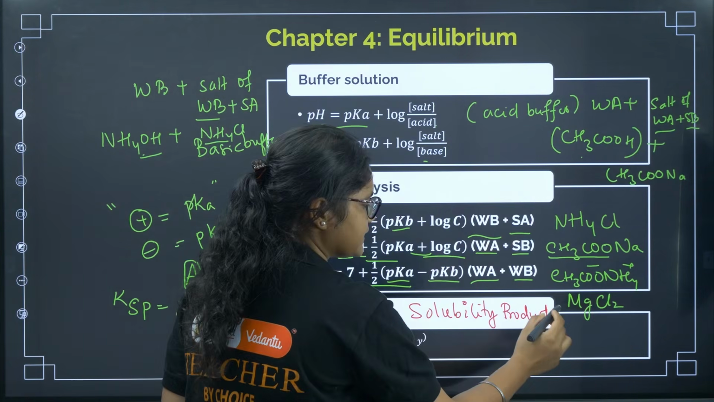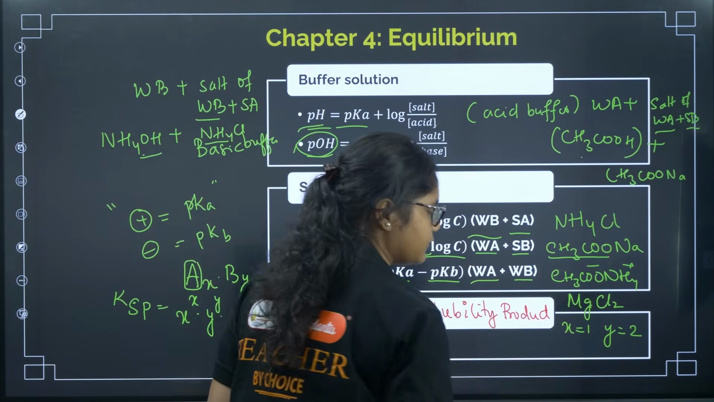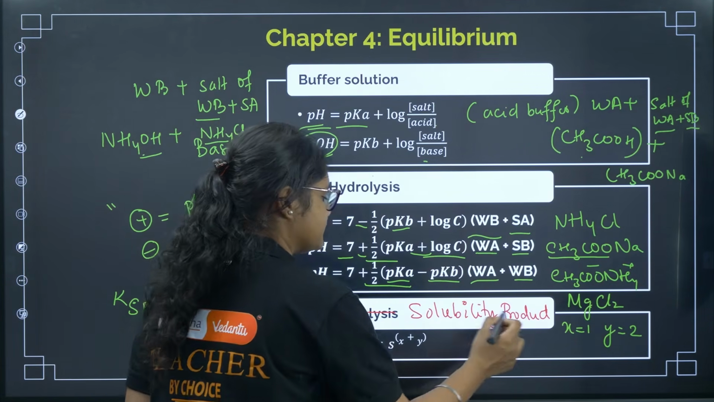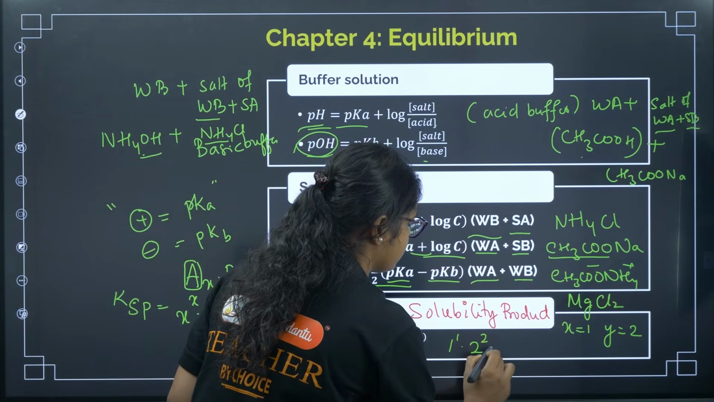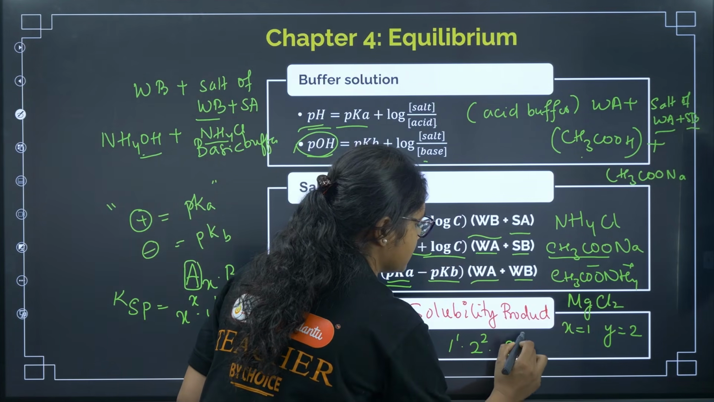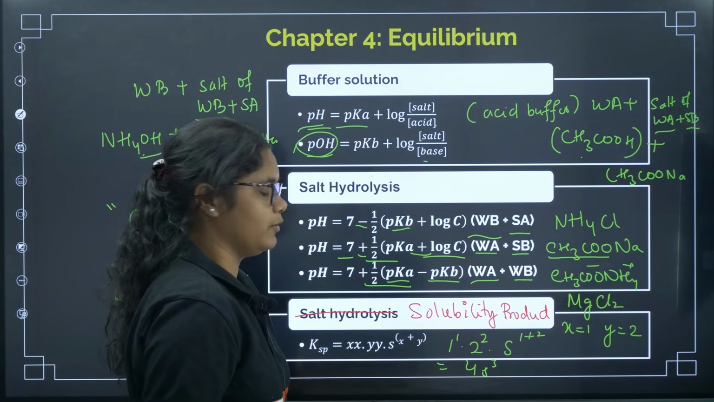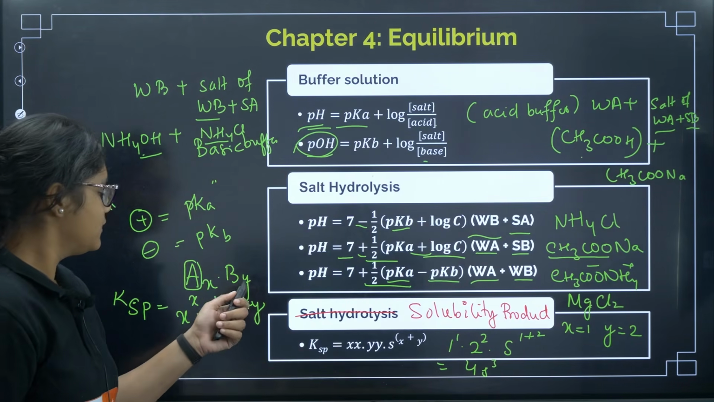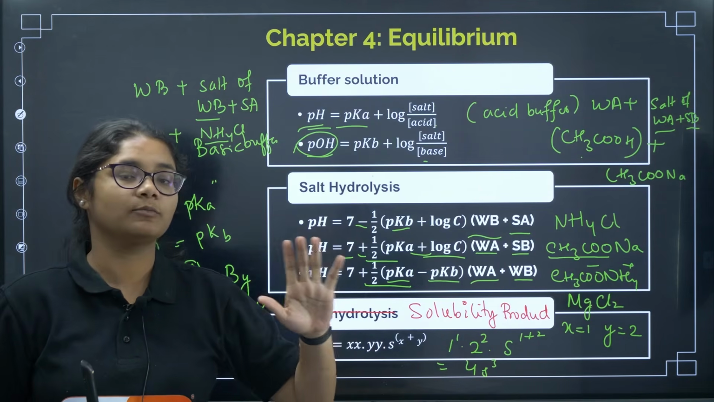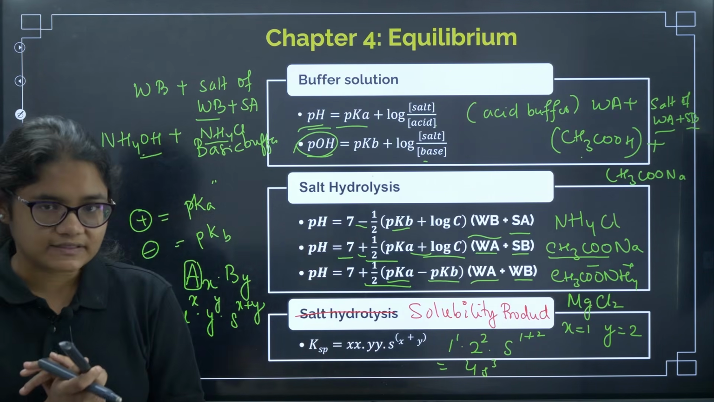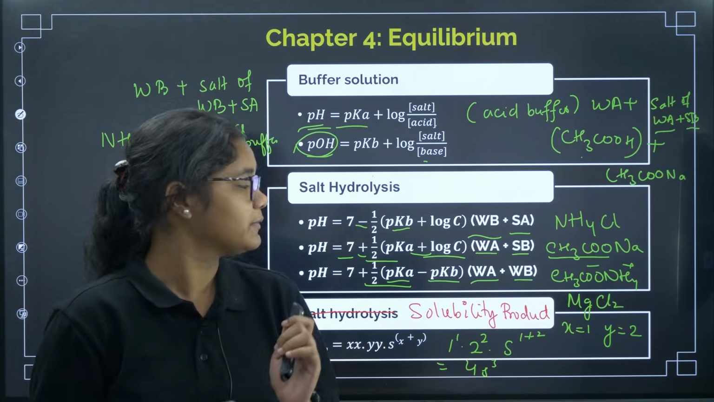Okay, so what is the X value? X value is 1 and Y value is 2, right? So now if you take the formula X to the power of X, 1 to the power of 1, Y to the power of Y, 2 to the power of 2, S to the power of X plus Y, 1 plus 2, right? So what will I get? 4S cube. Okay, so like that we can calculate the salt hydrolysis or solubility product. So these were the important formula based questions which you can expect from the ionic equilibrium and chemical equilibrium.